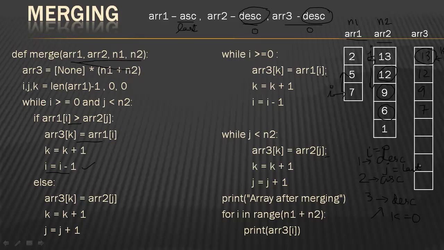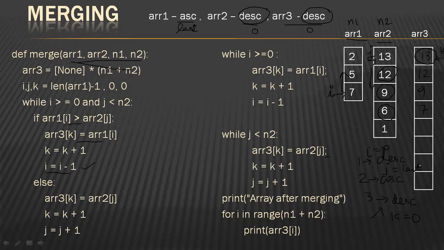Clear? And remember, your I will keep incrementing. K always increments, but in this scenario, J would decrement. And just remember the traversing concept. If you start at 0, you go to less than the number of elements. If you start at the number of elements minus 1, then you come to greater than or equal to 0. So only these things to be kept in mind. Is that clear? So I hope merging is clear.